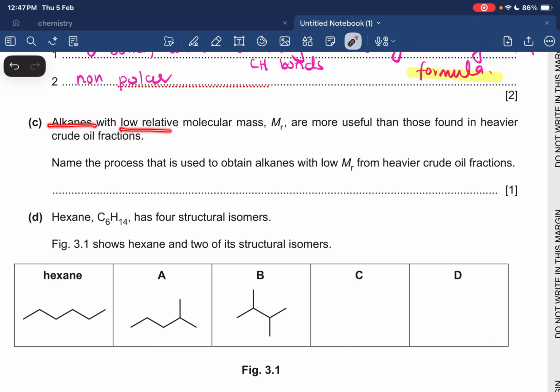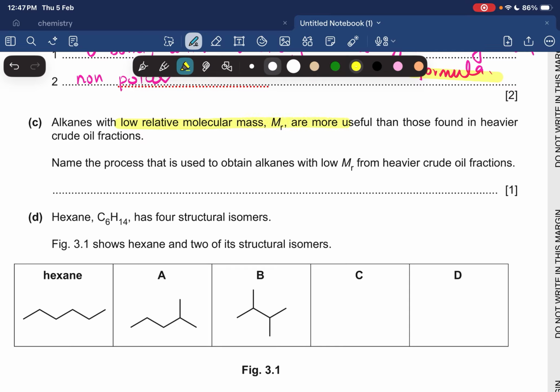Alkanes with low relative molecular mass, or MR, are more useful than those found in heavier crude oil fractions. We know that when it has a low MR, the smaller alkanes, we use petrol or kerosene oil, so they're more useful than those that are like 30 carbon chains long. We don't use them that often. Name the process that's used to obtain alkanes with lower MR from heavier crude oil fraction. You just use the process that's called cracking. You crack the longer alkanes into smaller ones.